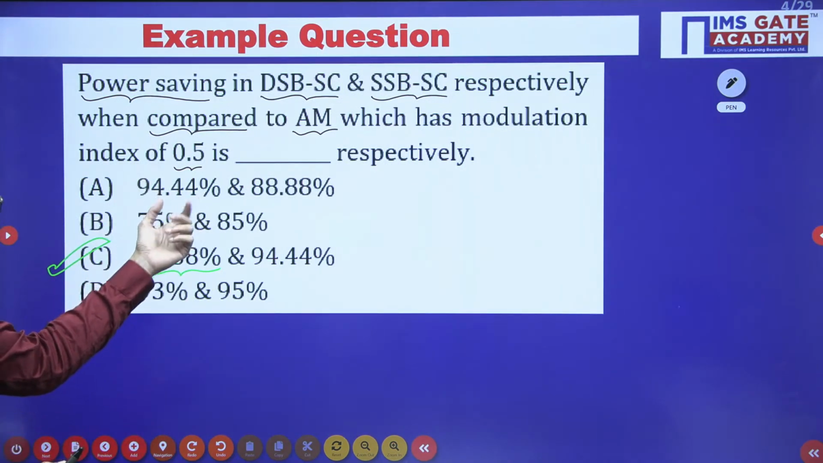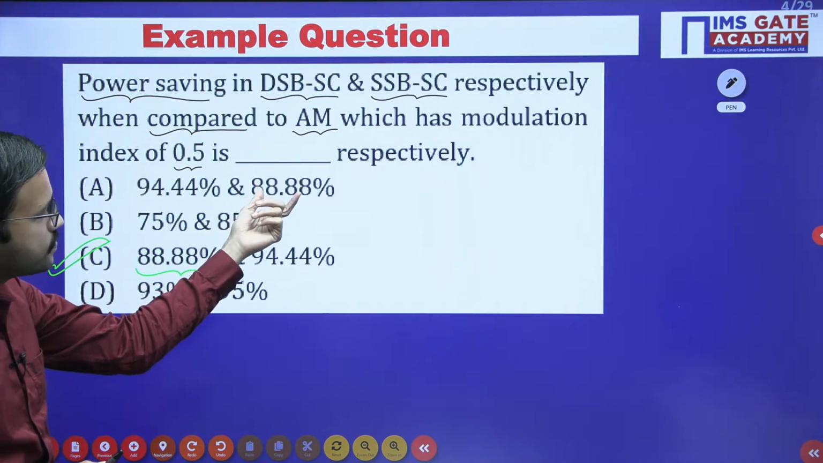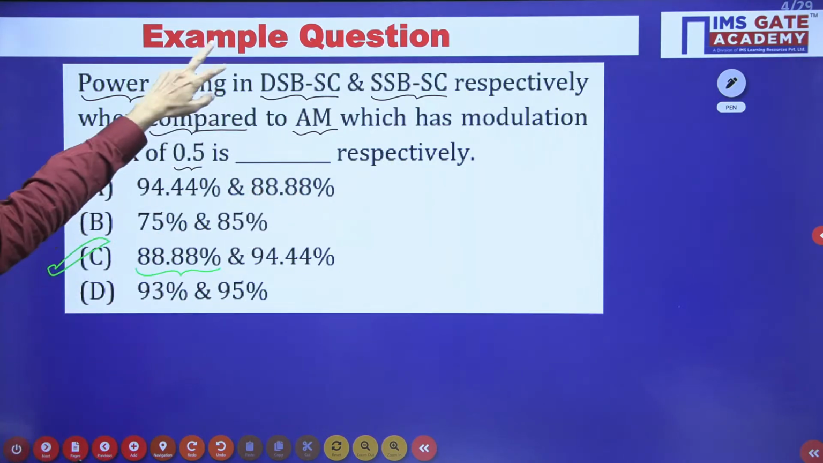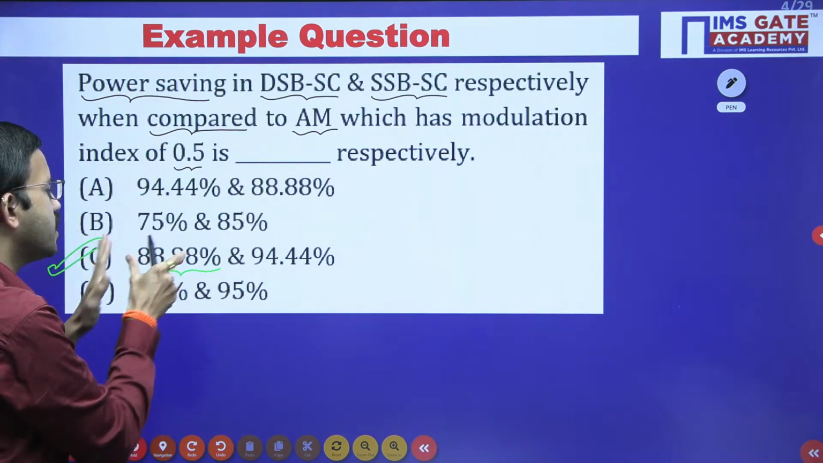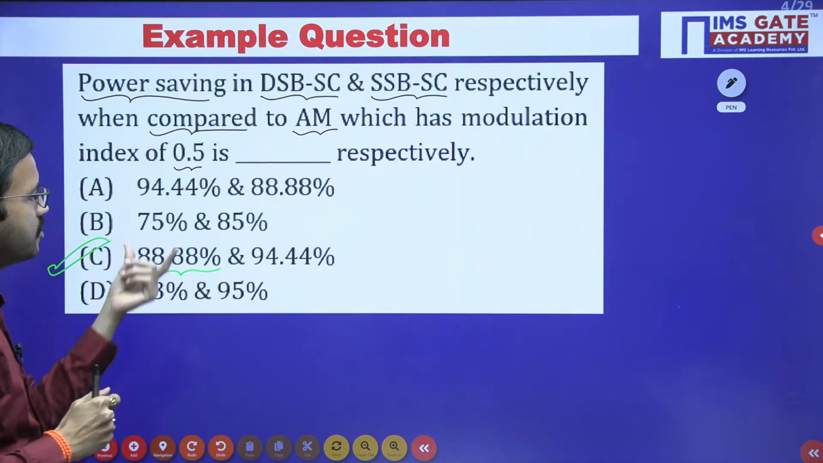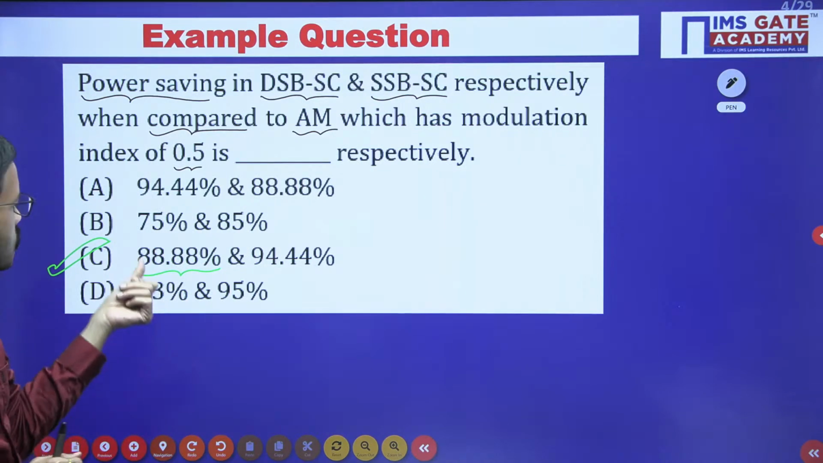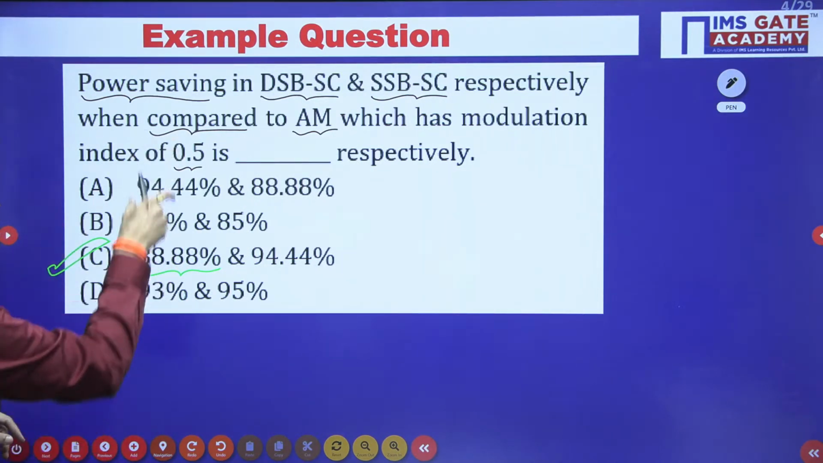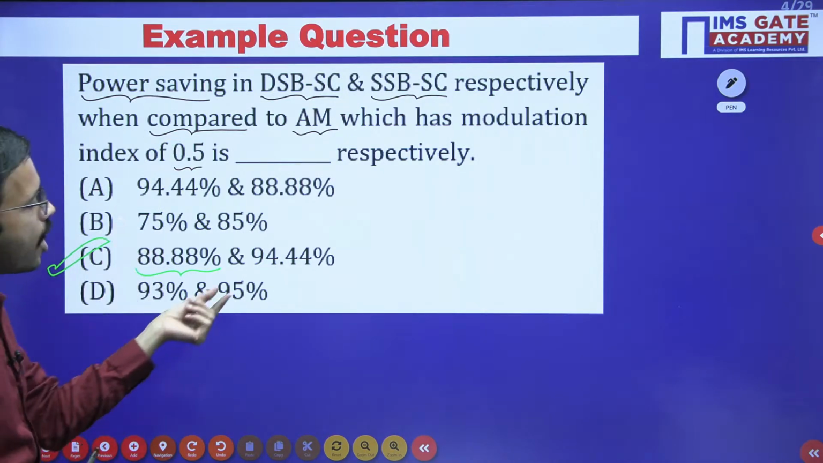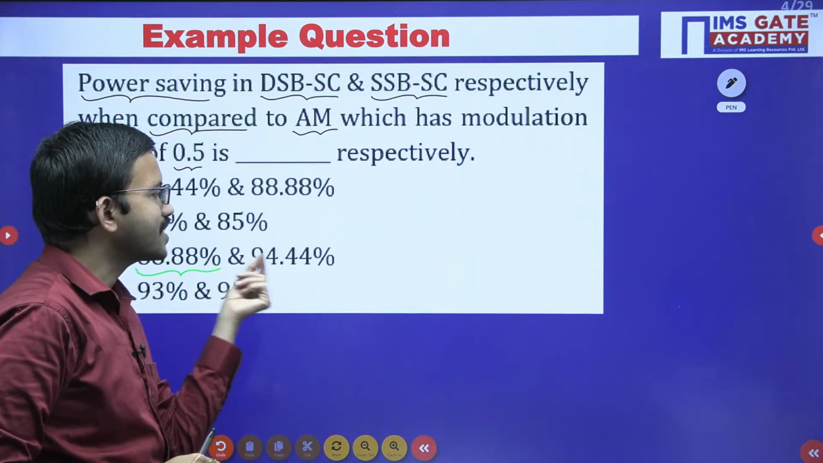Here in option A also you are having this one, but according to the question, DSB-SC is the first. So in the options also, you should have the corresponding value in the first column, right? So only option C is having 88.88% in the first column. So directly you can choose. Now obviously this one will be correct. Whether it is correct or not, let us verify.